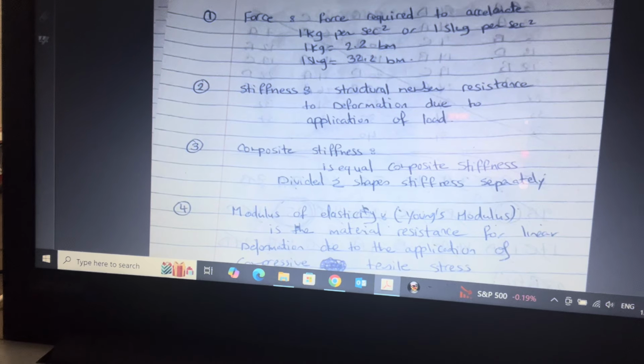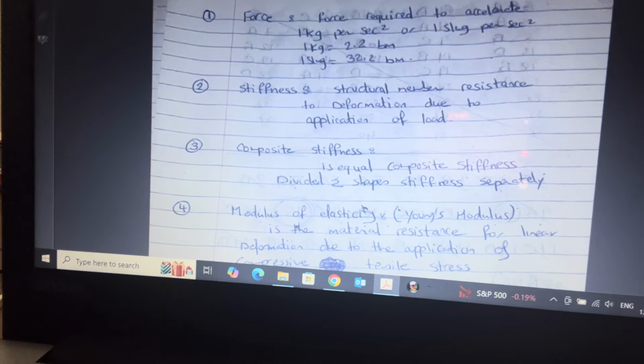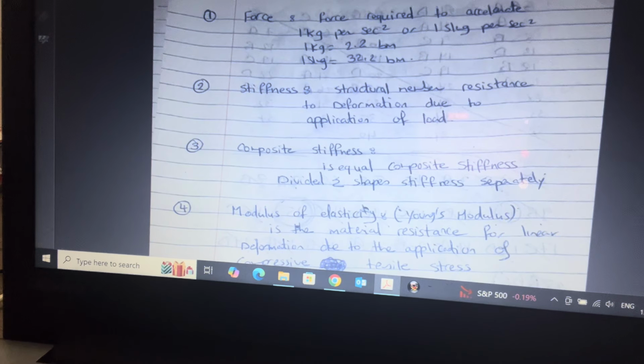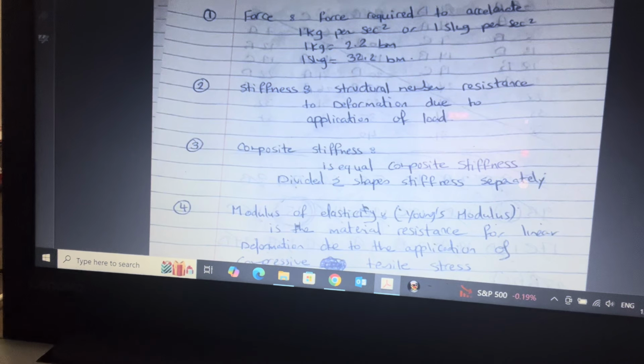Today we are going to have a theoretical video, general bullet points for FE Civil. First definition we have is force. Force is the force required to accelerate 1 kilogram per second squared or 1 slug per second squared.